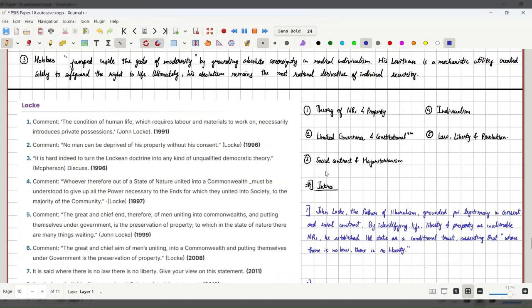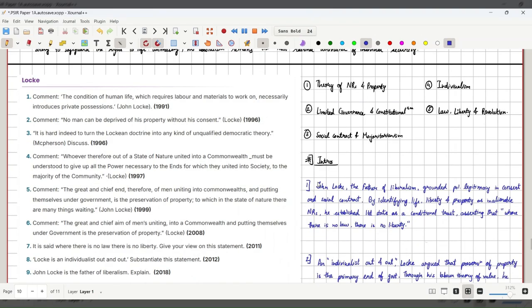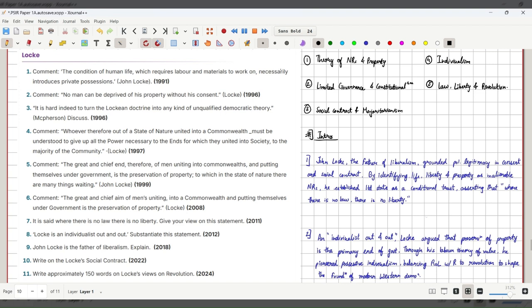So now we are going to start with John Locke. Basically, first we will quickly go through his PYQs. The first question is asked on the condition of human life which requires labor and materials to work on, necessarily introducing private possessions. So basically, this is the theory of property. Then this theory of natural rights and property. Then again, his theory of property is asked.